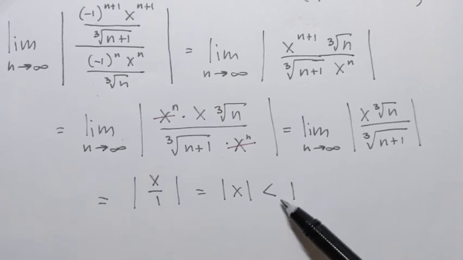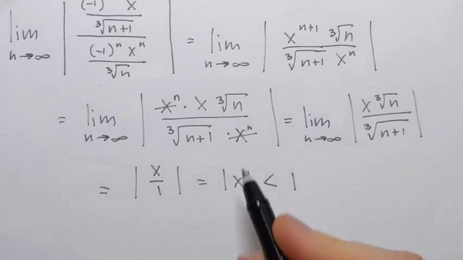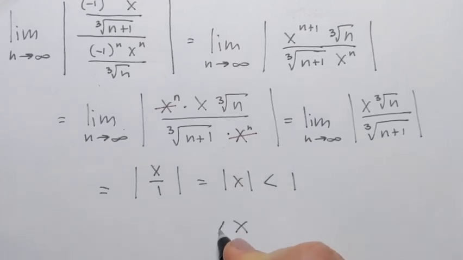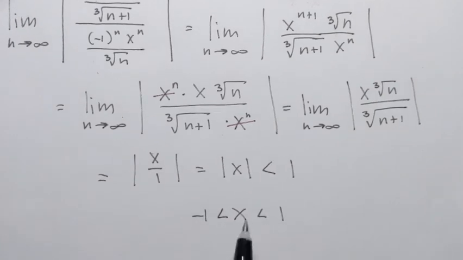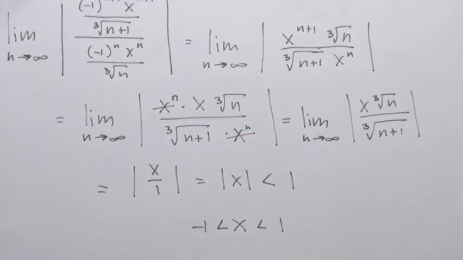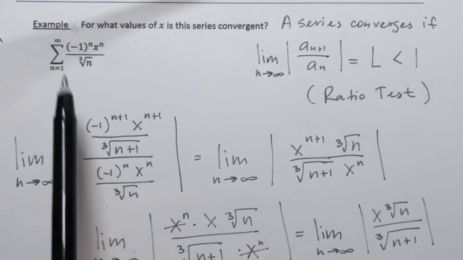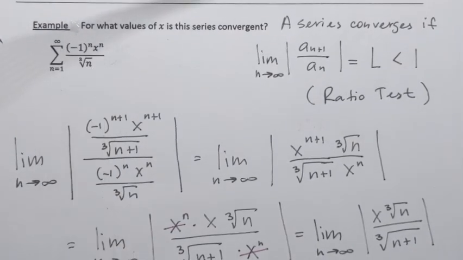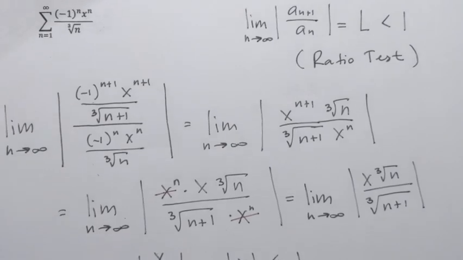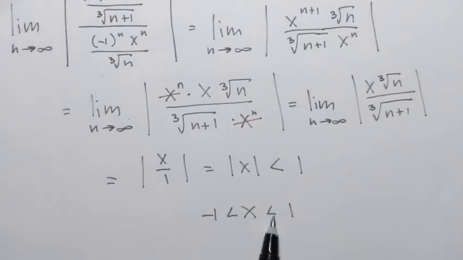Now, to clarify this even more, let's think about what it means that absolute value of x is less than 1. That is the same as x in between the values -1 and 1. So what we're saying right now is that for all values of x between -1 and 1, this series is going to be convergent. Does this mean that we found an interval of convergence? Well, that looks like an interval, right? Is that our final answer?